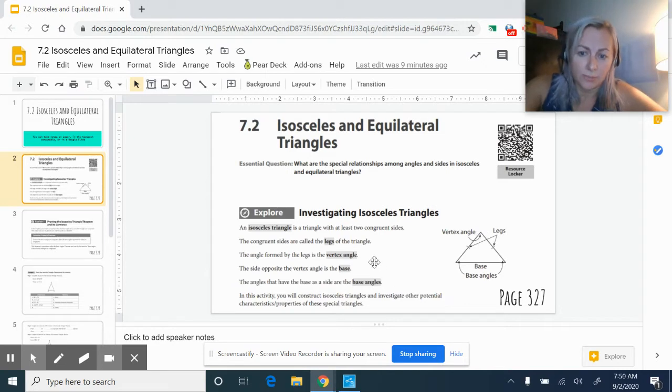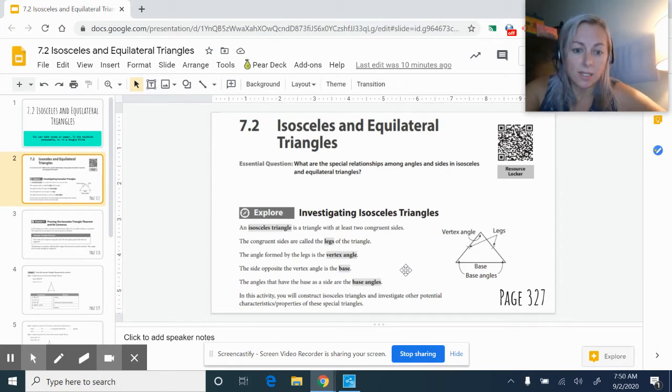Okay, so an isosceles triangle is a triangle with at least two congruent sides. Congruent means same length. The two congruent sides are called the legs of the triangle. The angle formed by the legs is the vertex angle up at the top. The side opposite the vertex angle is the base at the bottom. The angles that have the base as a side are the base angles.